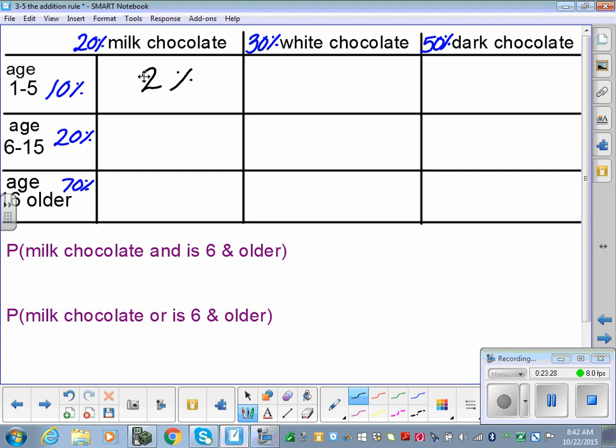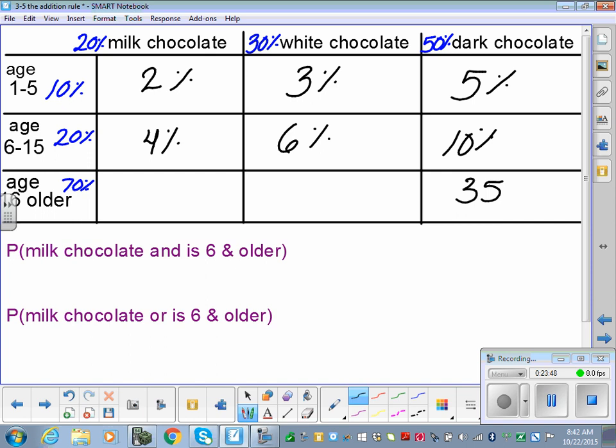I'm not going to go through that. You should know how to type it into your calculator. I'm just going to fill this in. So I multiplied these things. Everybody knows how to multiply percents, right? You're sure? 4%, 6%, 10%, 35%, 21%, and 14%.